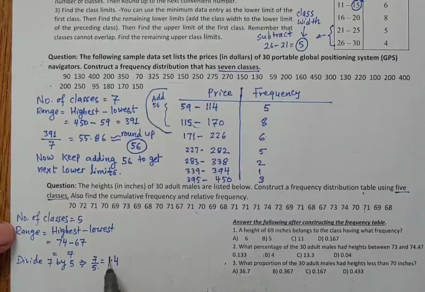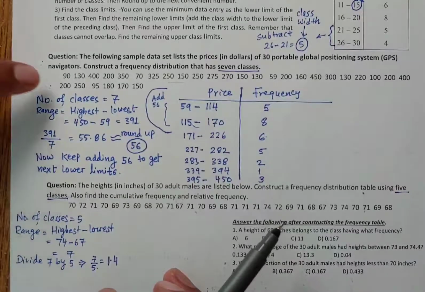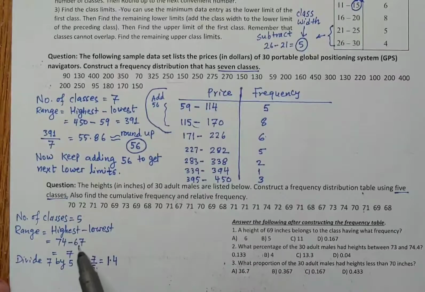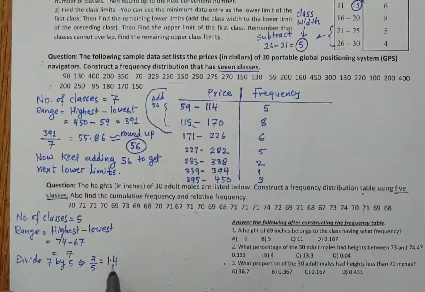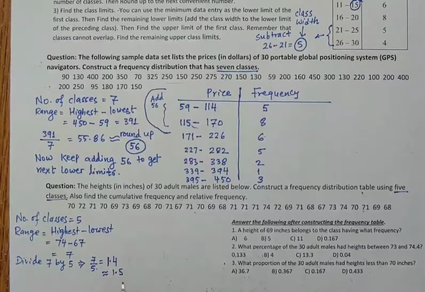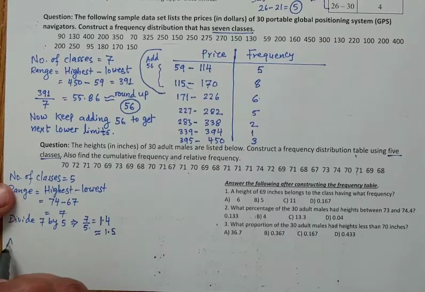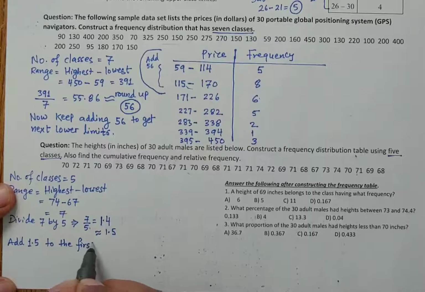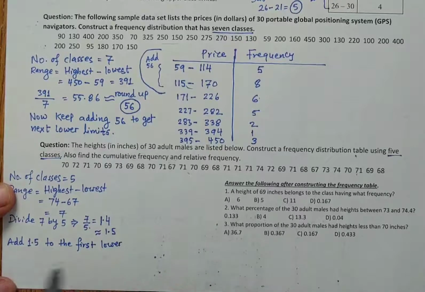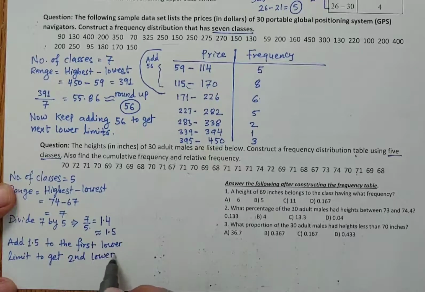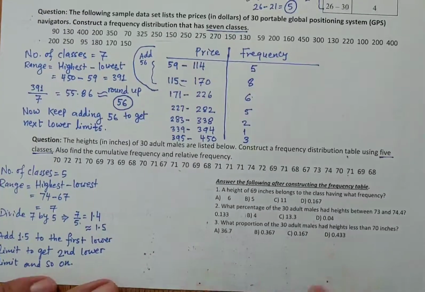You can round it up to 1.5 because, see, in the previous example the data was big, it started at 59 and went up to 450, but here the data starts at 67 and ends at 74. So you can round it up to 1.5. That is the convenient number, 1.5. Now add 1.5 to the first lower limit to get the second lower limit, and so on. Okay, so you add these.